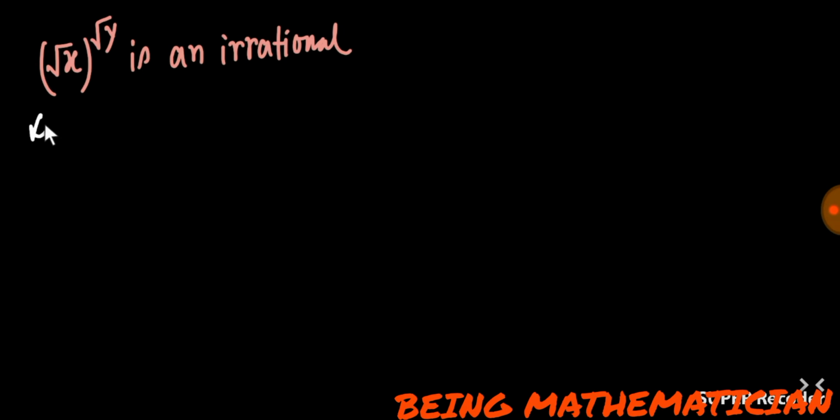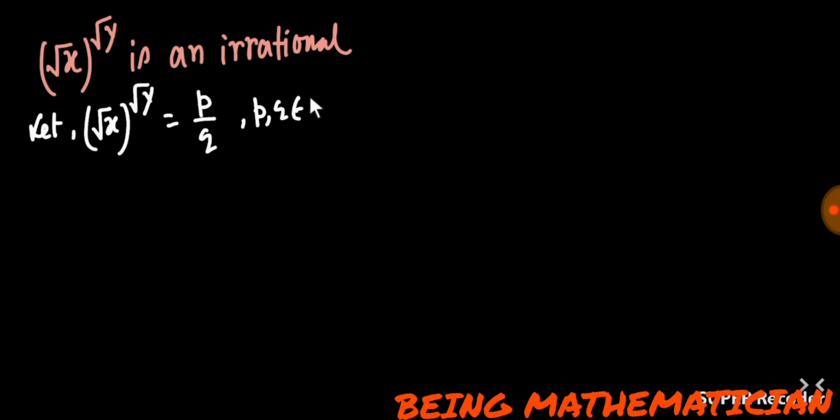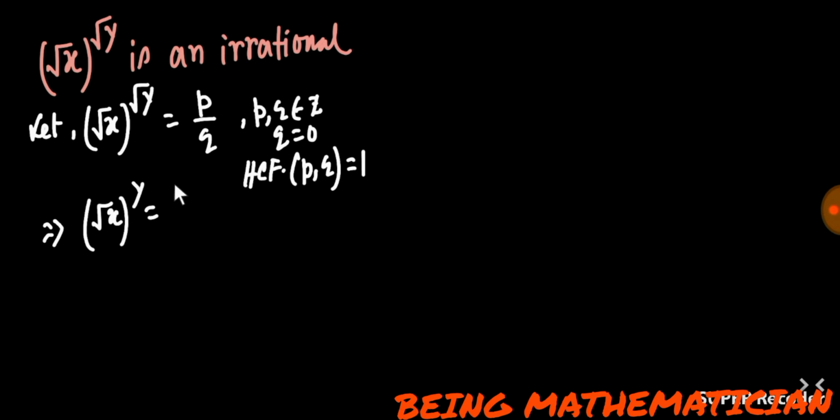Now, let us assume that (root x) whole to the power root y is p by q. That means it's a rational number where p, q are integers, q not equal to 0, and HCF of p, q is 1. So taking root y as exponent on both sides, we get (root x) whole to the power y equal to p to the power root y by q to the power root y.